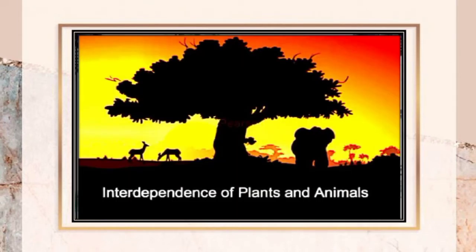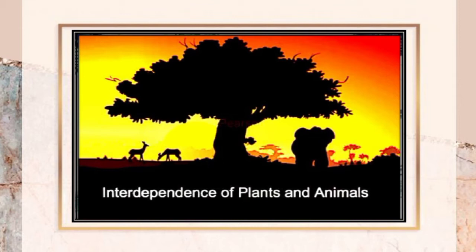Now let's understand interdependence of plants and animals. So as you know, plants and animals are dependent on each other in many ways. Green plants are the main producer of food. Animals depend on these plants for their food, and thus a chain exists in nature for obtaining food. A chain that shows a series of organisms where each member depends on the lower member in the series for food is called food chain.